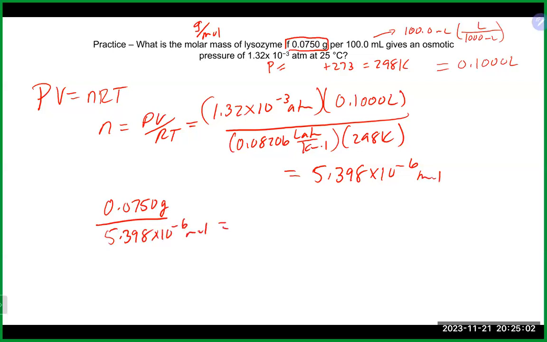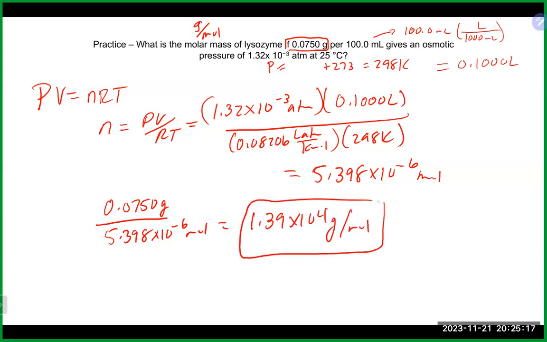And that gets us 0.0750 divided by our answer there. Going to get us something like 1.39 times 10 to the 4 grams per mole. And this is also a pretty big molecule, so it has a pretty big molar mass in this case. Any questions on that? Again, this is pretty much identical to what we did in the gas chapter. Any questions on osmotic pressure here?